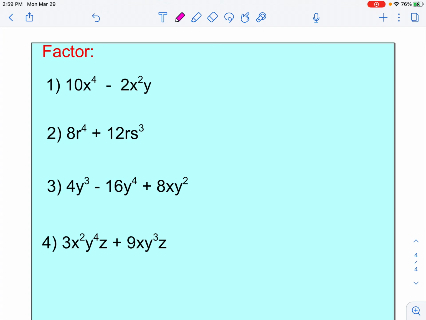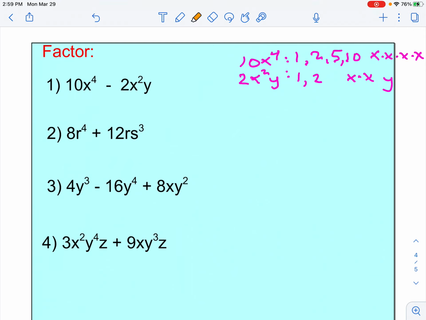Okay, so to factor these, I need to find the greatest common factor between 10x to the 4th and 2x squared y. So what I'm going to do here is first take care of the numbers. So the factors of 10 are 1 and 10 and 2 and 5. Again, I'm closing my gap and nothing else goes in there. Then I also have 4 x's. For 2, I have the numbers just 1 and 2. Then I have 2 x's and a y.